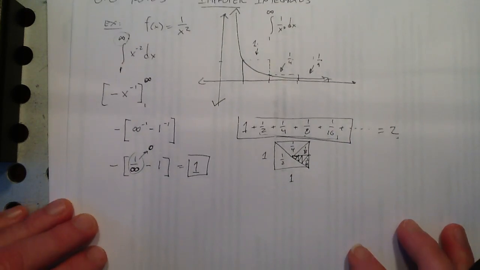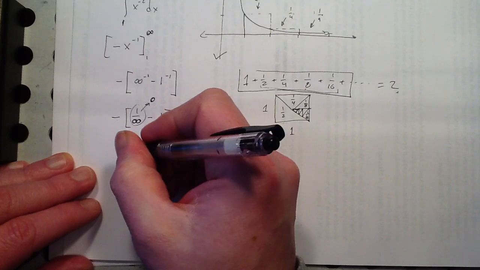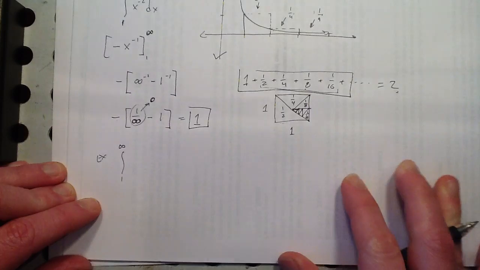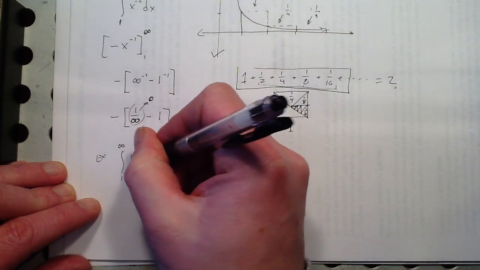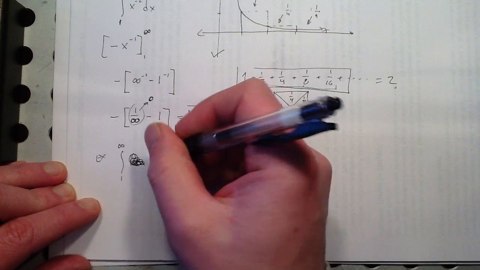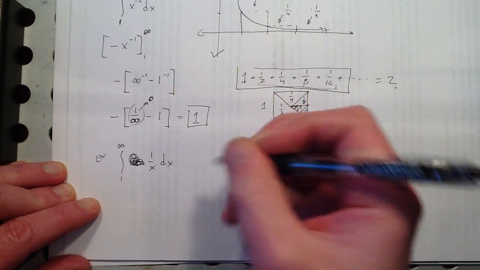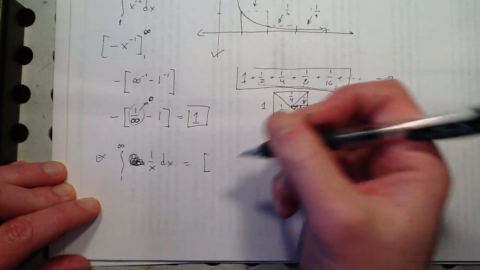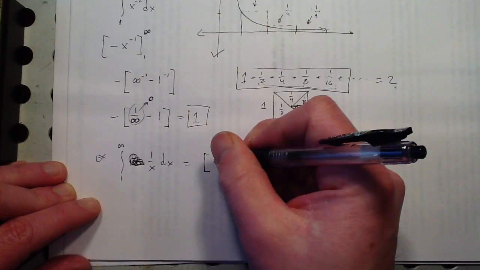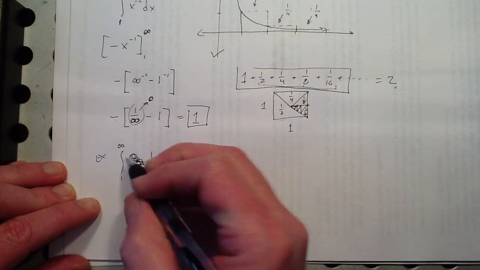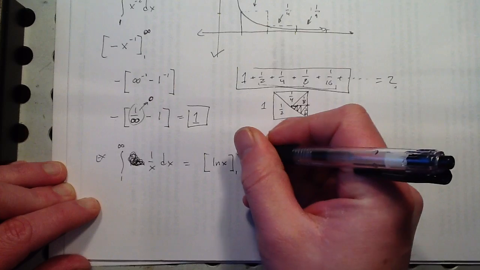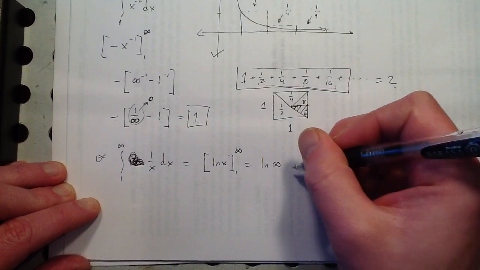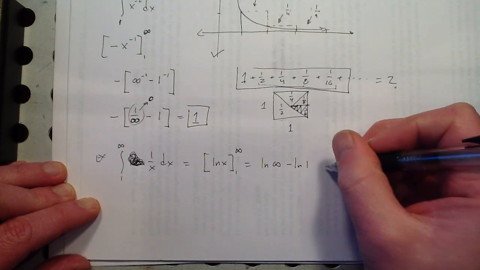For example, what if we tried the area from 1 to infinity under 1 over x? Well, we'll do the same thing. We just proceed like it was any other integral problem. The antiderivative of 1 over x is natural log x. That's why I wrote that there. I was getting ahead of myself. And now we'll plug in, that's natural log of infinity minus the natural log of 1.